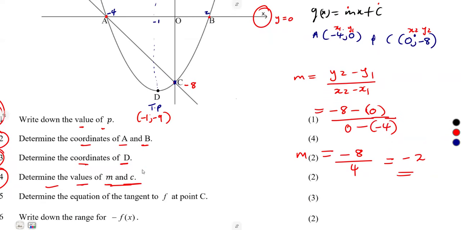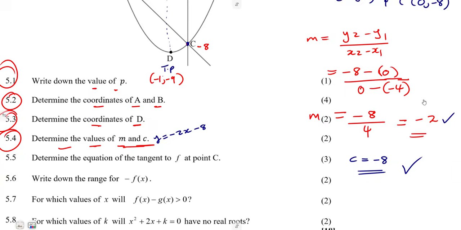Then the value of c is the y-intercept. Remember, this line crosses the y-axis at point C, at negative 8. So c is negative 8, the y-intercept. Meaning our line is given as y is equal to negative 2x minus 8. But there they are asking you for the values of m and c.